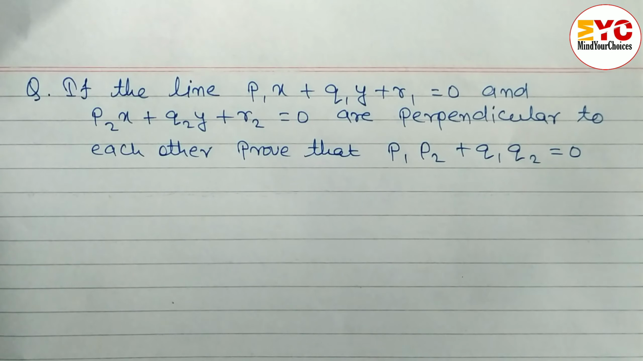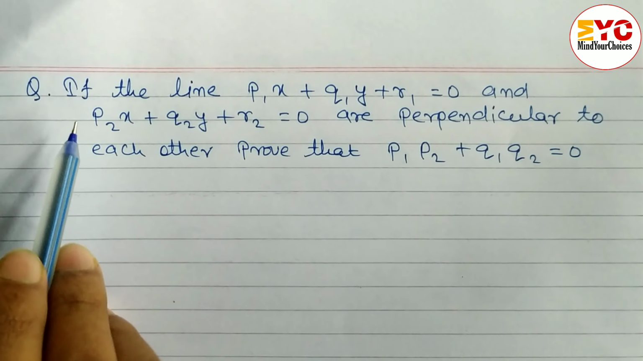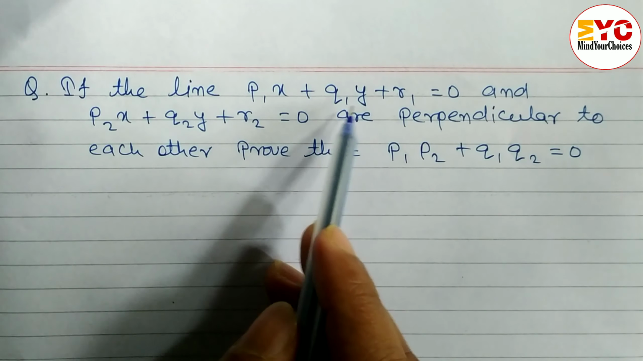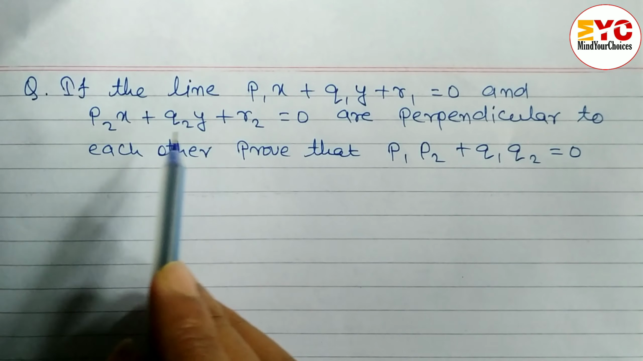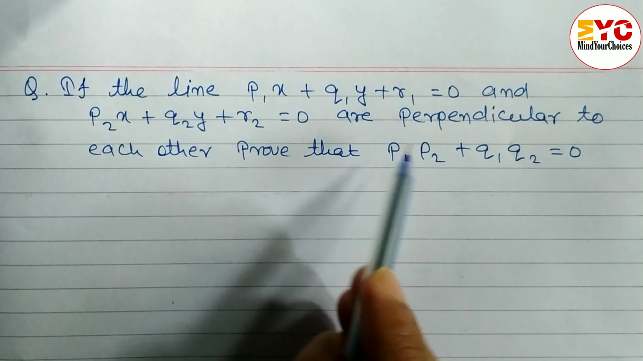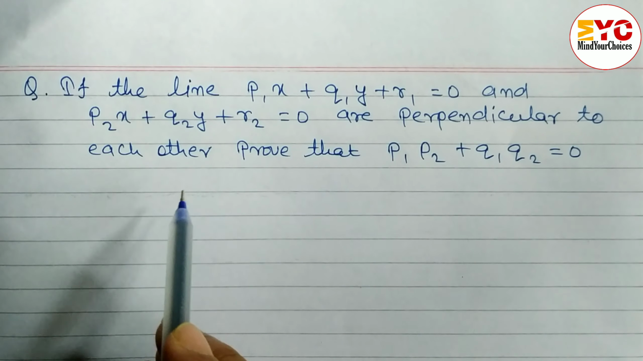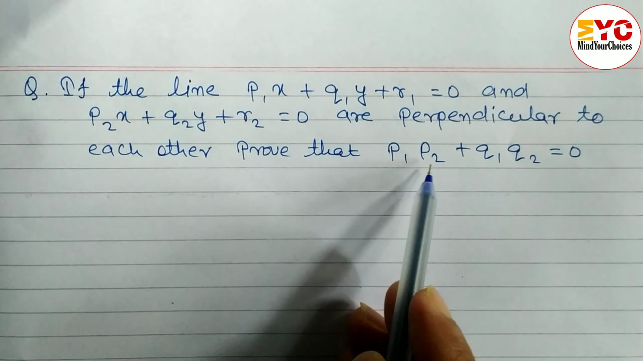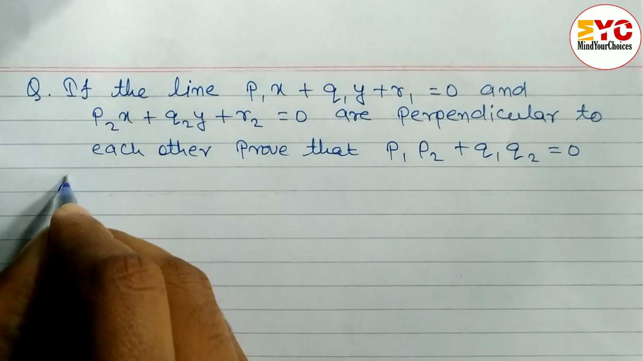Very interesting question from coordinate geometry. You can see here we have a question: if the lines p1x + q1y + r1 = 0 and p2x + q2y + r2 = 0 are perpendicular to each other, then we have to prove that p1p2 + q1q2 = 0.